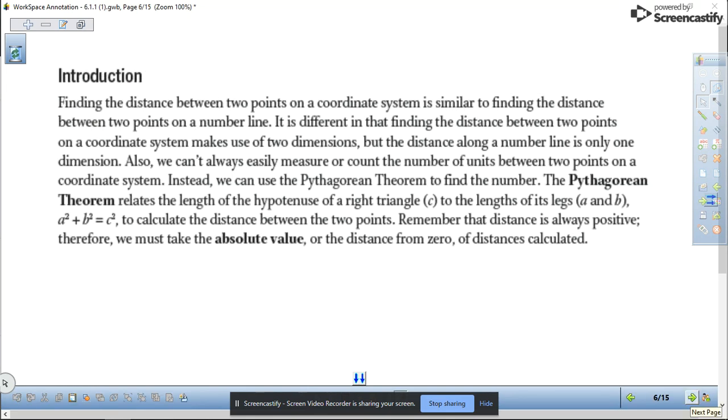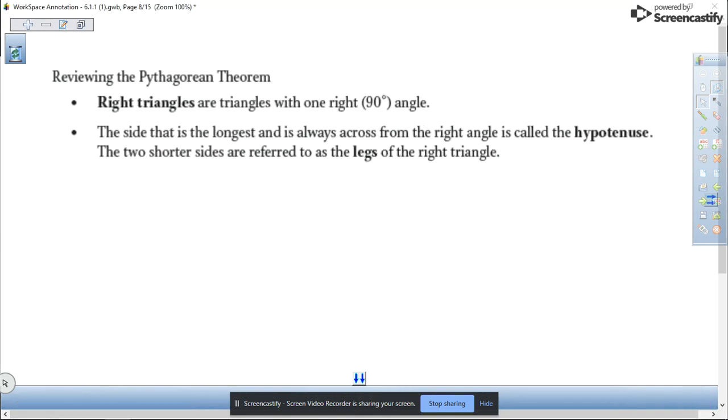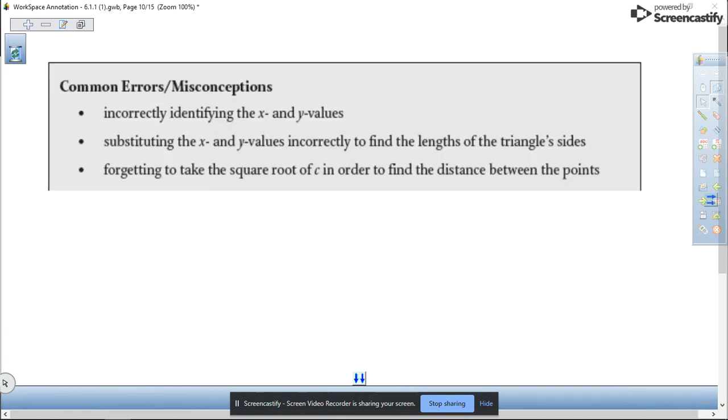Introduction, find the distance between 2 points using the Pythagorean theorem, and then eventually we're going to work towards the distance formula and figure out where that came from and how you can use that. But like I said, for today, it's mostly review. Again, there's some key concepts. Pause it, read those if you want. And a couple more key things.